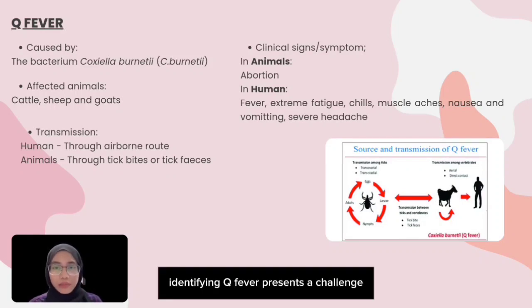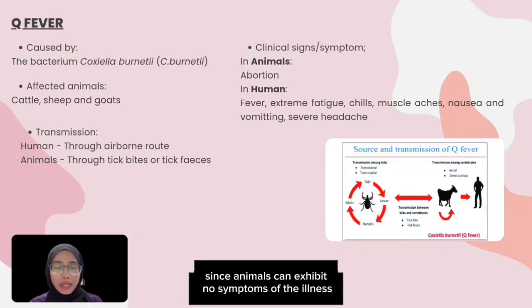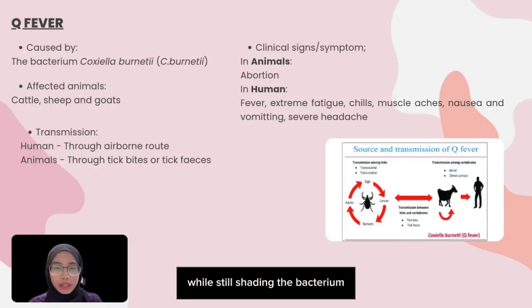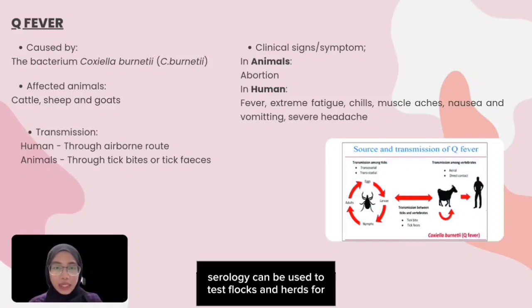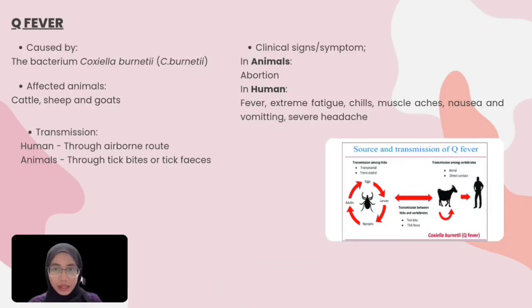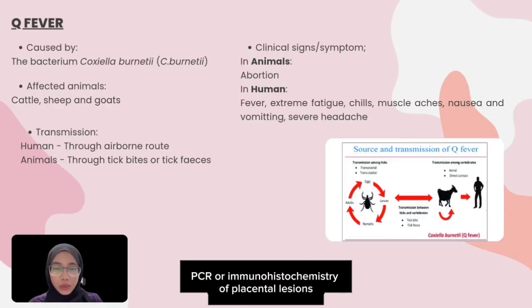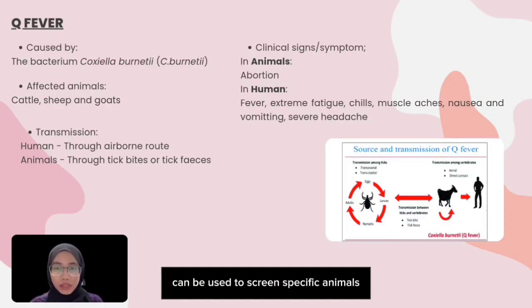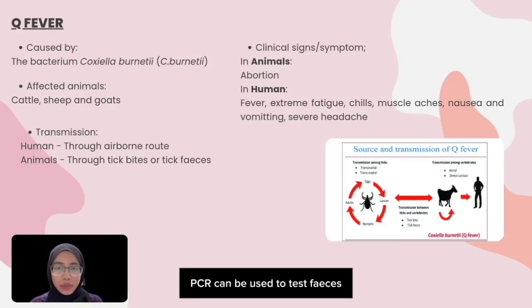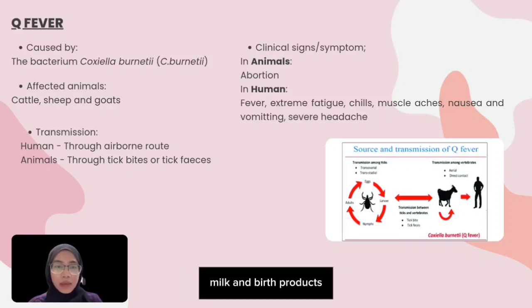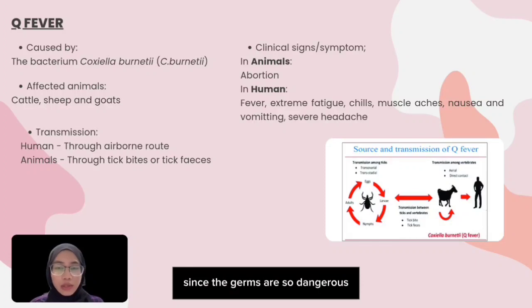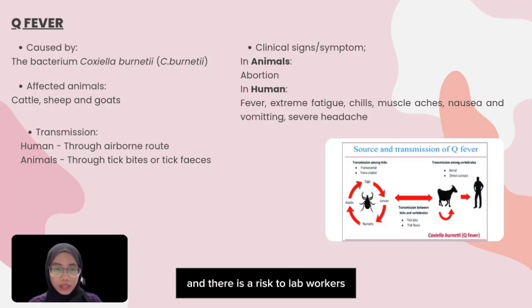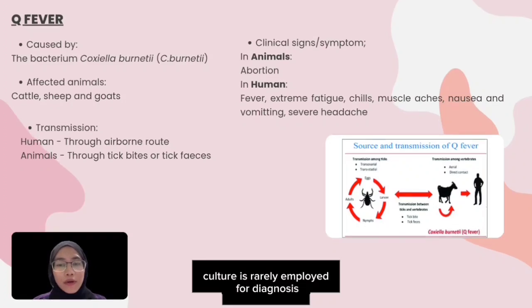Identifying Q fever presents a challenge since animals can exhibit no symptoms of the illness while still shedding the bacterium. Serology can be used to test plots and herds for Coxiella burnetii. PCR or immunohistochemistry of placental lesions can be used to screen specific animals. PCR can be used to test feces, milk, and birth products since the germs are so dangerous and there is a risk to lab workers. Culture is rarely employed for diagnosis.